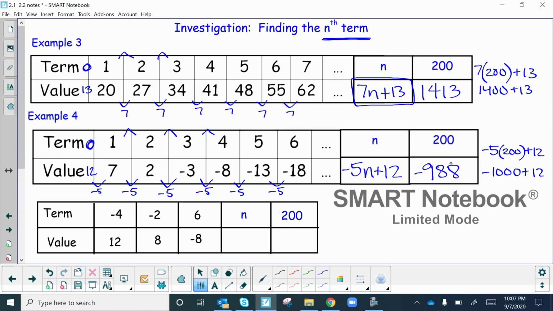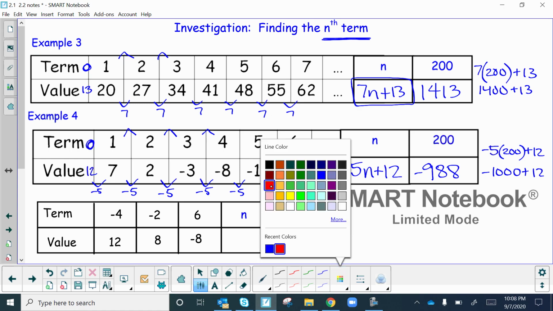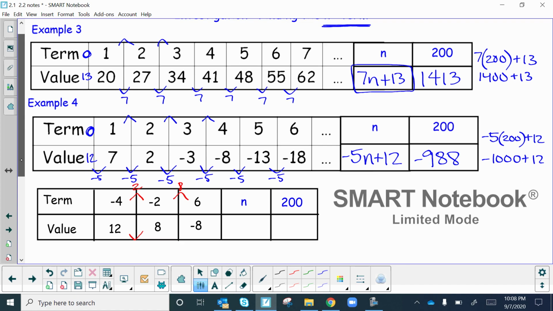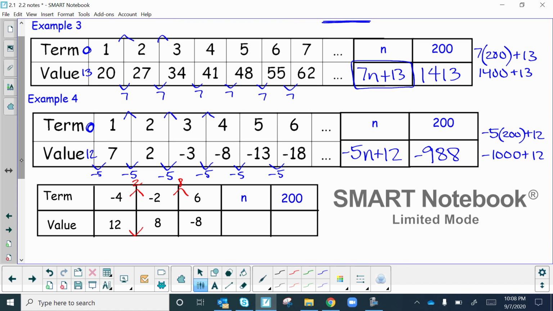Let me get a different color here. So this one went from -4 to -2, so that means it went up 2. But then over here it didn't go up by 2, it went up by 8. From -2 to +6, that's 8 units that it went up. Now let's take a look at this change right here. It went from 12 down 8. So this one went down 4. Over here, this one went down 16.